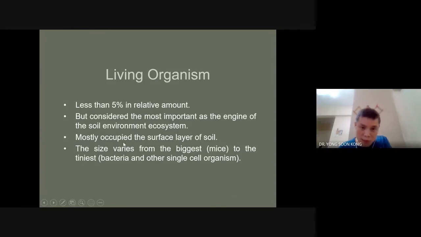Okay, next one, mostly occupied the surface layer of soil. So, remembering last time when we discussed where can you find living organism? A place where you can find food, nutrient, sunlight, and air. That is where you can find them. Okay, the size varies from big to small, and I think I will skip that because last time I've explained it, so I'll just skip lah.